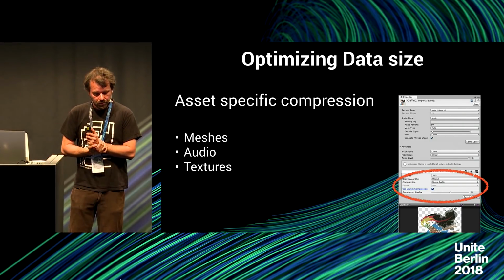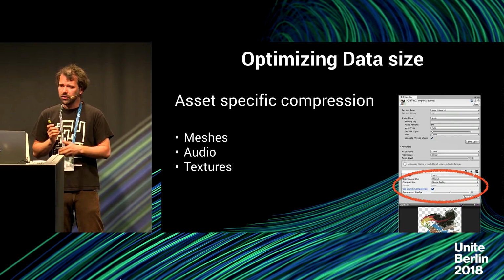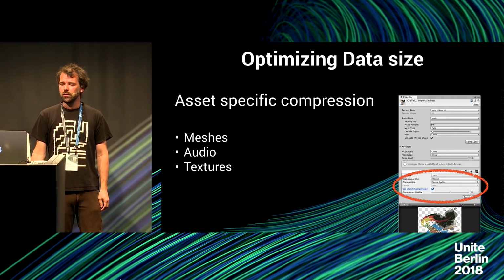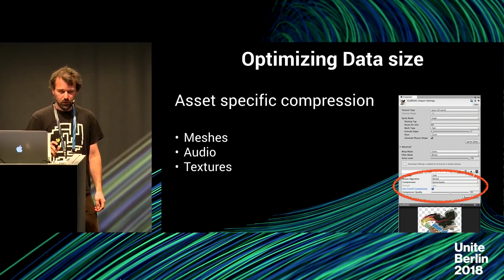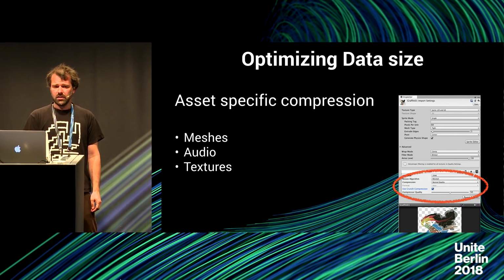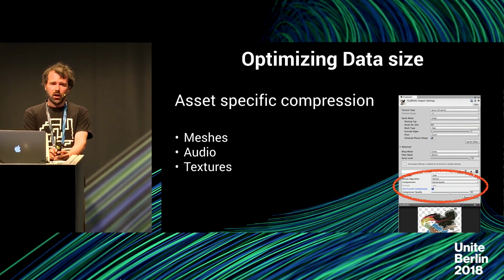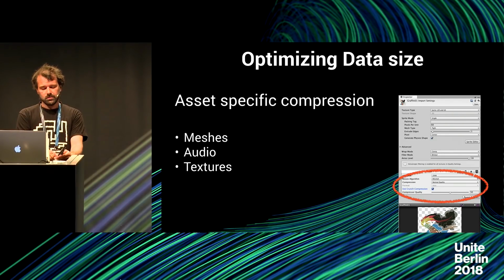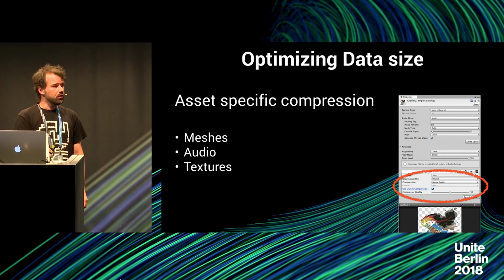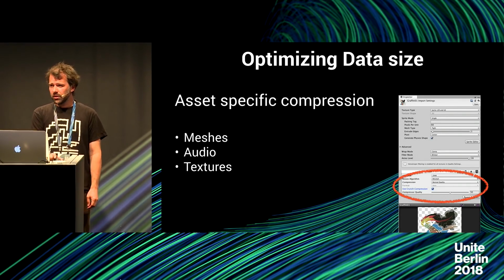For textures, we generally support on each platform the native GPU formats supported by the platform. So on desktops, that is DXT or BC5, BC7. On mobiles, there are different formats depending on which devices you're targeting. That may be ETC, ASTC, or PVRTC. What all these formats have in common is that they are designed to reduce the memory footprint in video memory on the GPU. So the textures will stay compressed on the GPU.